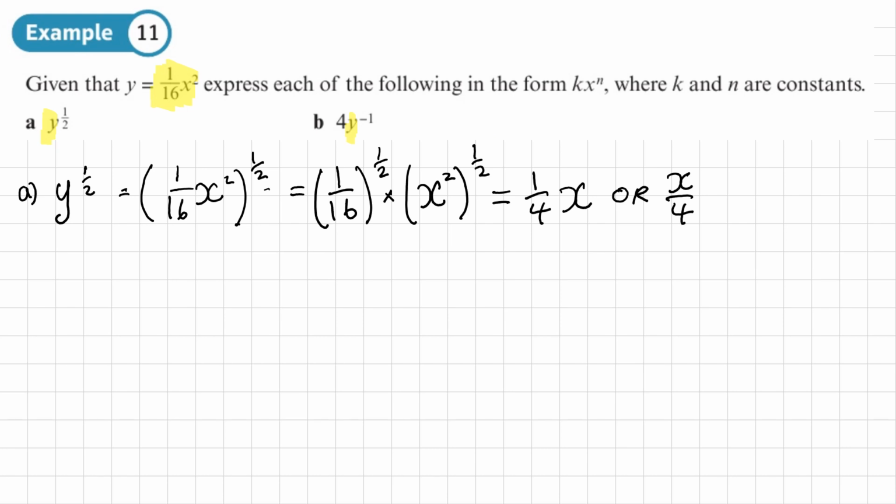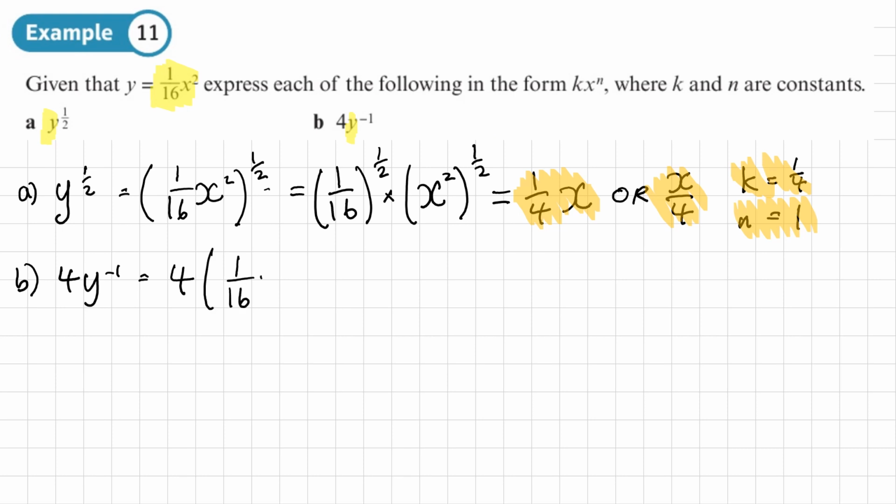And we can write down the value of k and n in this case. So k would be a quarter, and n would be the value of 1. So we'll just highlight that before we move on to the next one. Next one we're going to do in the same way, in that we are going to just replace y with that expression that we've given in terms of x. So b, we have 4y to the power negative 1. So that becomes 1 over 16x squared, all to the power negative 1.